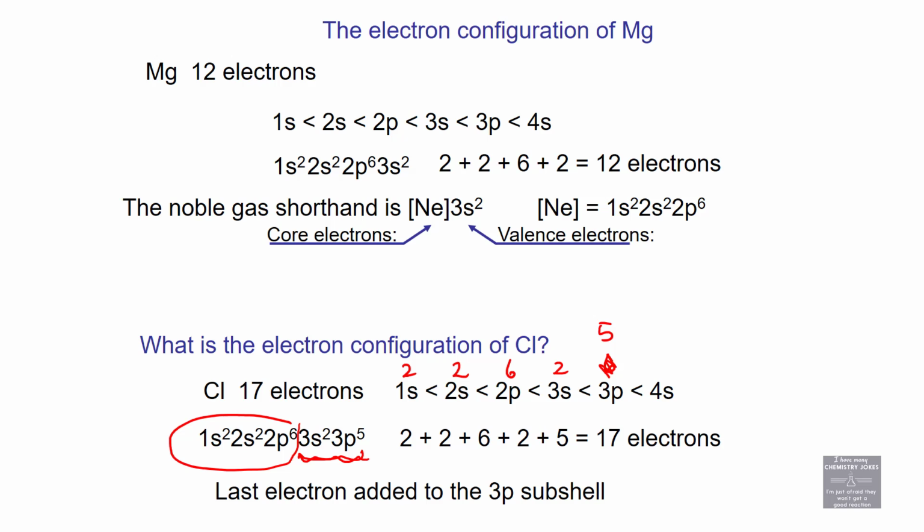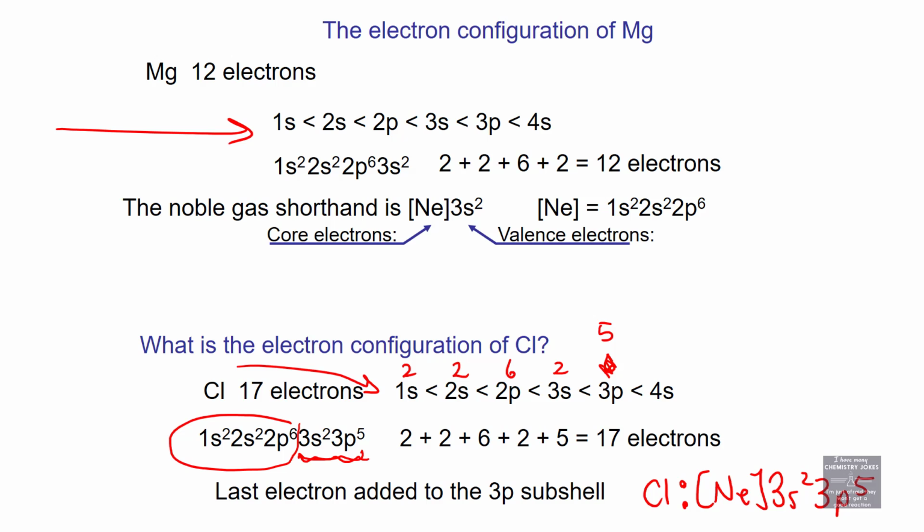If we were to write chlorine's noble gas shortcut electron configuration, you take it back to neon just the same: 3s2, 3p5. Yep. So in both of these examples, I gave you this little thing that says this is the energy of how electrons fill.